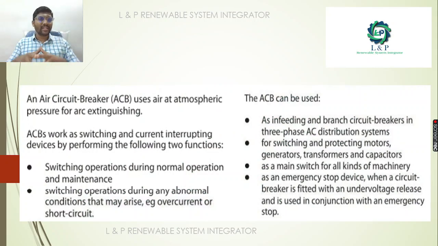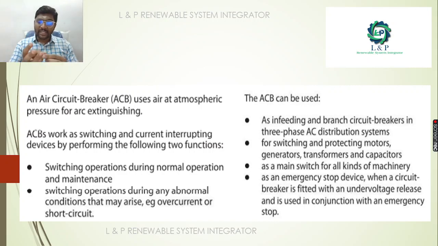ACB in short form is used to refer to an air circuit breaker. It uses air at atmospheric pressure for arc extinguishing, because whenever we switch on high voltage devices, there is a possibility for an arc to happen. In order to overcome that, we are using this air circuit breaker, which utilizes the atmospheric pressure to extinguish the arc created during the switching on operation. Mostly we use it for switching operation during normal as well as maintenance conditions. Even during abnormal conditions, for example overcurrent or short circuit, we can use this air circuit breaker.